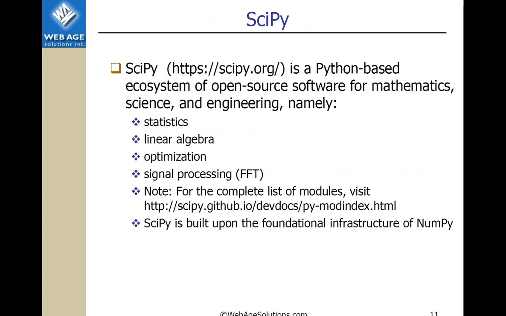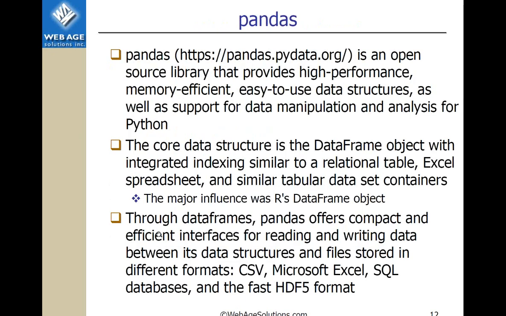SciPy was actually that umbrella project for NumPy, but it has many more. It's based on NumPy for all the high octane computing needs, but it also introduces lots of things for statistics, optimization, fast Fourier transformation. There are many more. You can visit that website to do a review.